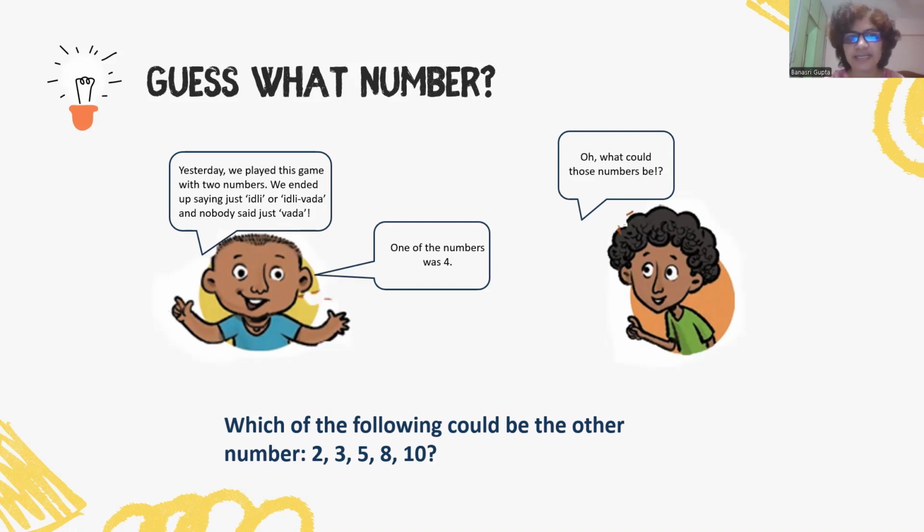Only idli or idli vada. Vada is not coming on its own. So what is the possibility? Vada is a multiple of the idli number. The number represented by idli is basically a factor of the number represented by vada, or otherwise we can say vada is a multiple of idli. So which number is it? It is 8.